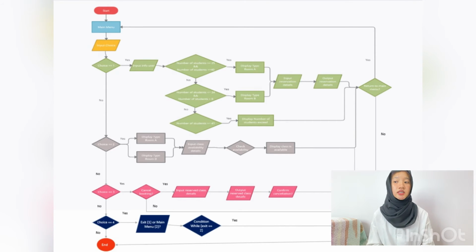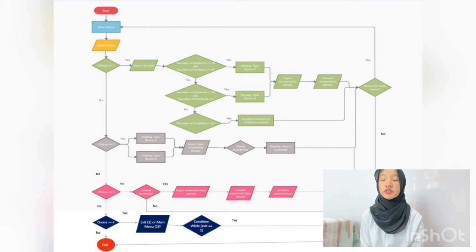The last condition is the number of students which exceeds 41. This system, it depends on the university, does not accommodate a number of students that exceeds 41. So it will display that the number of students is exceeded, and it will return to the main menu. If yes, it will ask back.